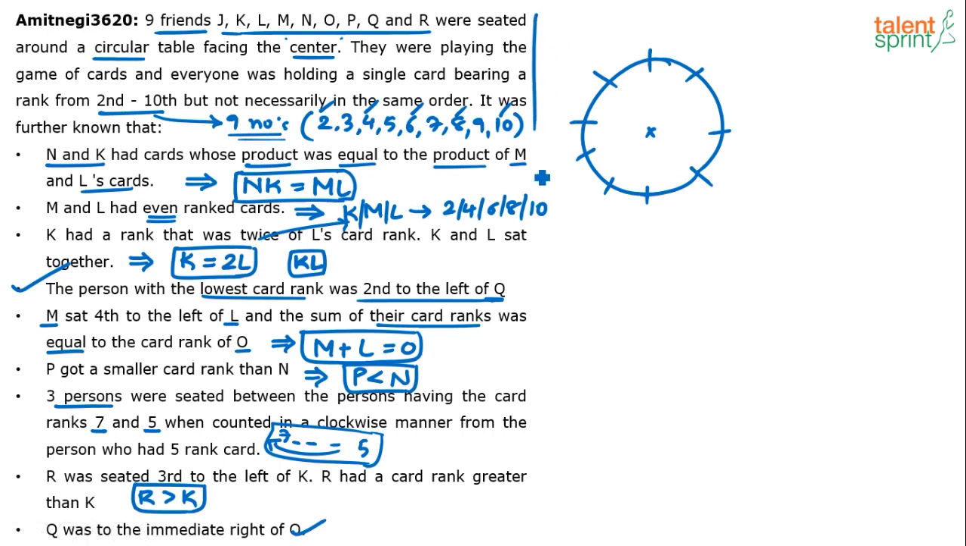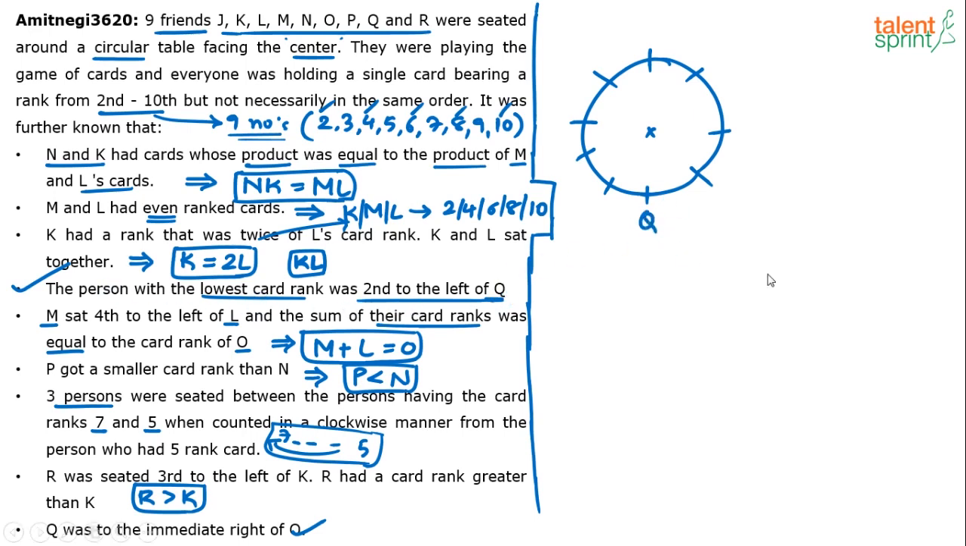Now, you know that circular arrangement can be started from wherever you want. You don't really have to get confused about a circular arrangement, right? Because there is no first position as such. Any position can be taken as the first position here. All these basics have been discussed in our videos. In the TalentSprint's online videos, you can refer to those videos. Now, let me start with this point. The person with the lowest card rank was second to the left of Q.